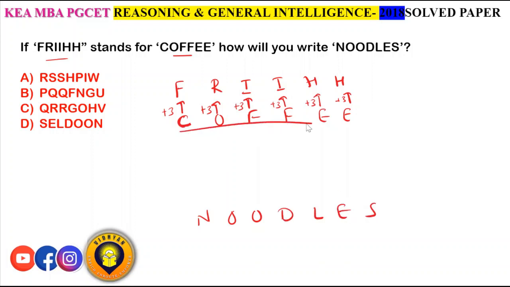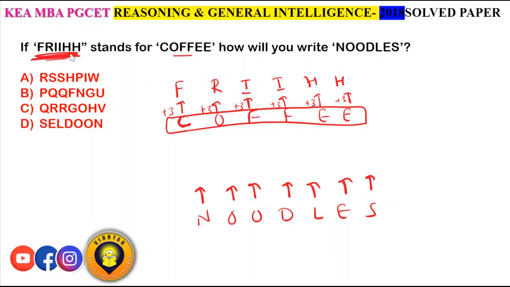See, coffee is a proper word. So coffee is changed to FRIIHH. Like that only you have to see how noodles will be changed. From coffee you have done +3, right? So if you do +3 on coffee, you get this first code. So for noodles, what you have to do? For everything you do the same pattern, that is +3, +3, +3.